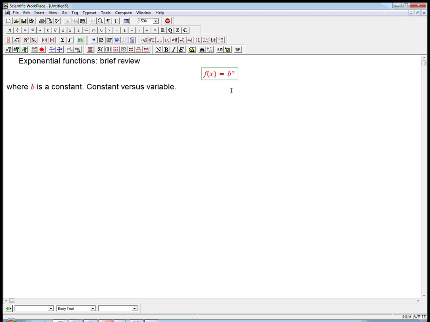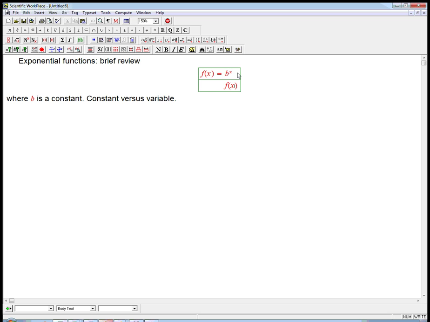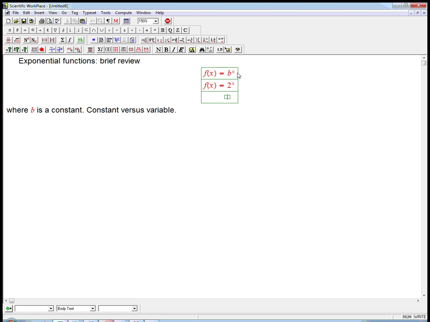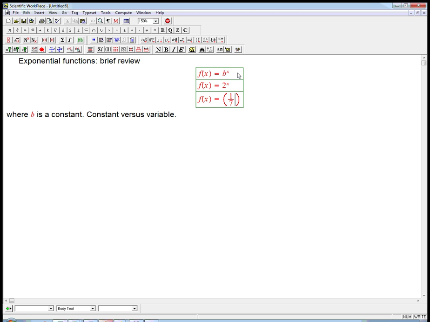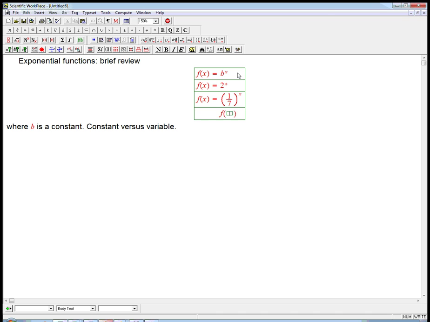So for example, we could have f of x equals 2 to the x. We could have f of x equals 1/7 to the x, just for fun. We could have the famous number e to the x. And that turns out is going to be our favorite in a calculus context.